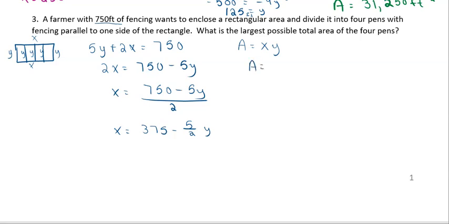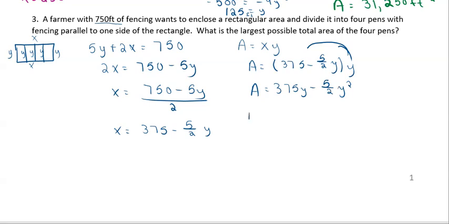All right, let's figure out our area. Area is length times width. Well, I figured out x. We're calling x 375 minus 5 over 2 y. And then we have y. I don't want to use the product rule, so I'm going to distribute this y to both pieces. So that'll look like 375y minus 5 over 2 y squared.